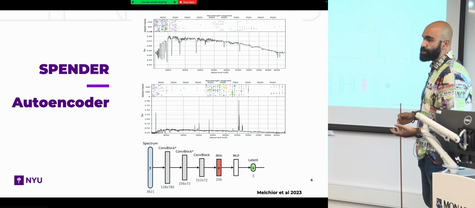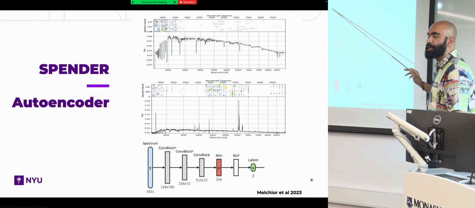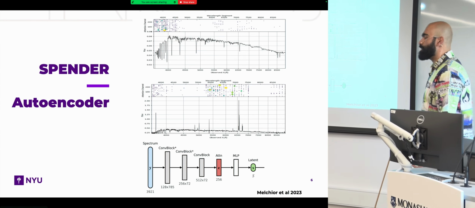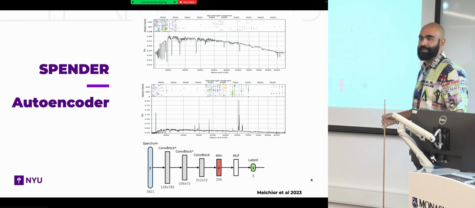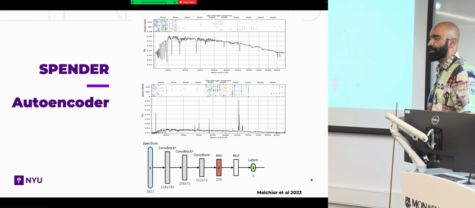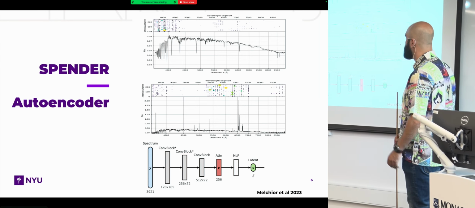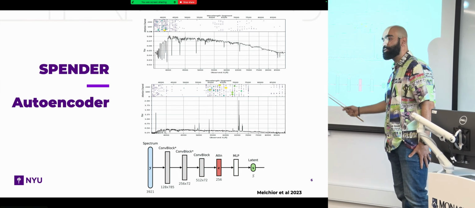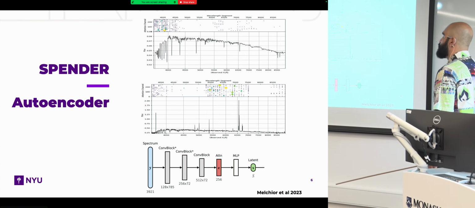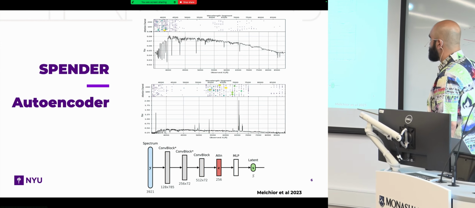You'd expect dust to affect the continuum, and that would affect the slope of the continuum of the spectrum. Maybe the shapes, broad versus narrow emission lines. Those could be things that we can use to classify the spectra in addition to, or in support of, the BPT diagram. So for this purpose, I used Spender, which is a neural network-based autoencoder, designed by my colleague Peter Melchior in 2023.